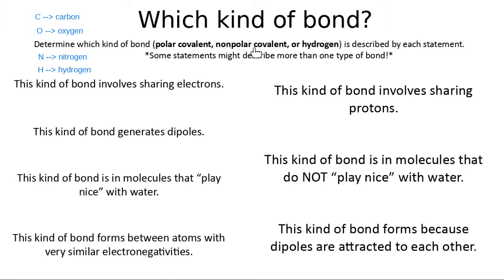I've given you 3 kinds of bonds up here. We could have also included ionic bonds in this list. I've just honestly forgot to put it in there. So we can see if there are any statements that also include ionic bonds.